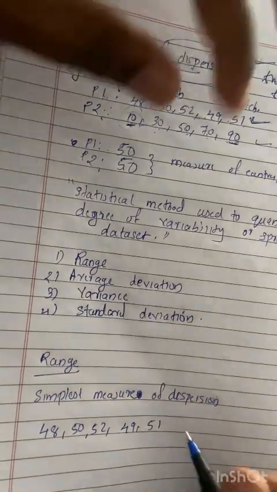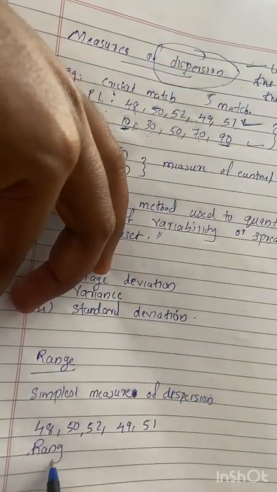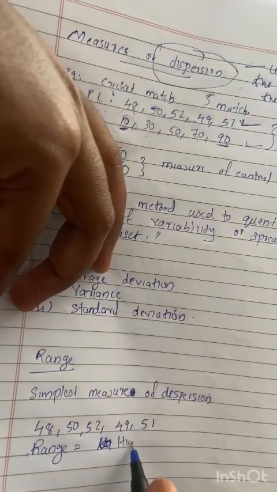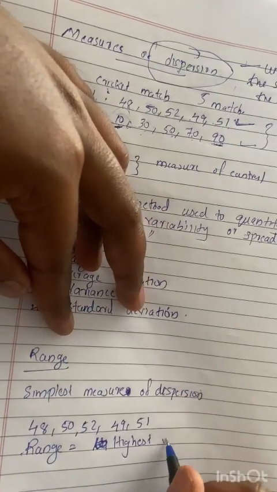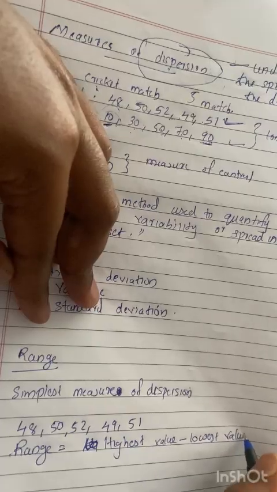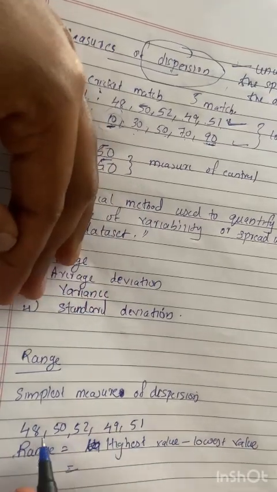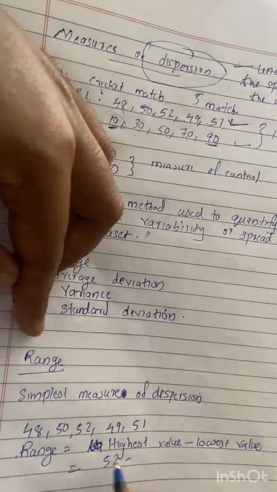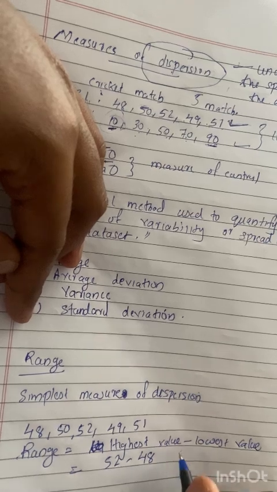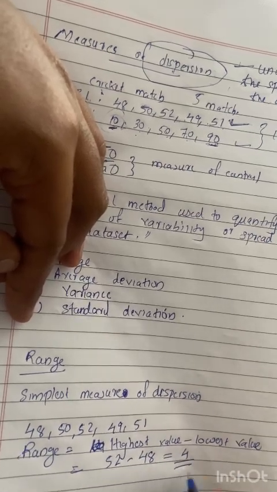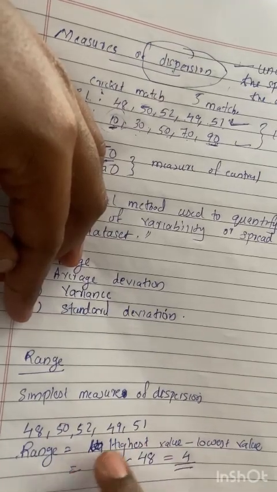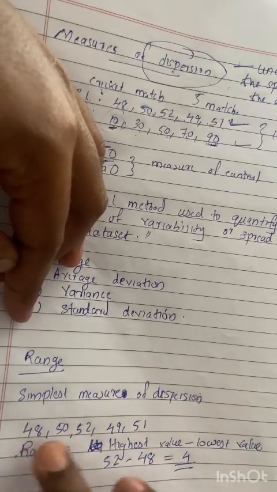Range is very simple. Range is equal to highest value minus lowest value. In this particular data set, the highest value is 52 and the lowest value is 48. So it is 52 minus 48, which is equal to 4. So range is 4. To calculate the range, just subtract the lower value from the higher value, that's it.